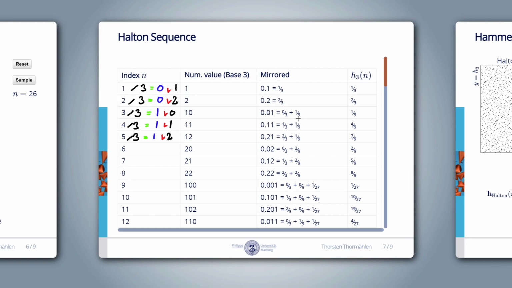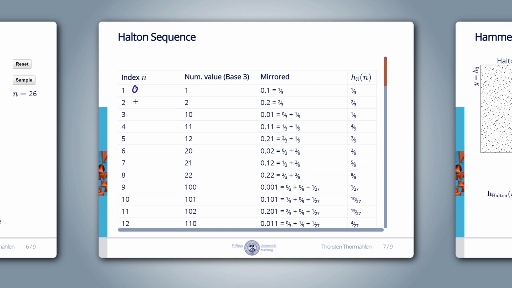Let's write down the result of the integer division from the first digit again. 1 divided by 3 is 0, 2 divided by 3 is 0, 3 divided by 3 is 1, 4 divided by 3 is 1, 5 divided by 3 is 1, 6 divided by 3 is 2, 2, 2, 3, 3, 3. Again we perform the division by the base, which is 3 here.